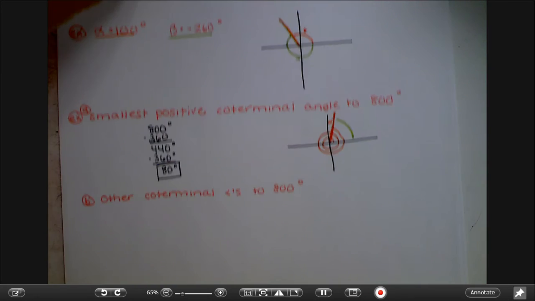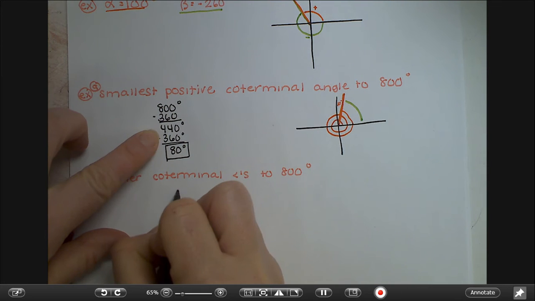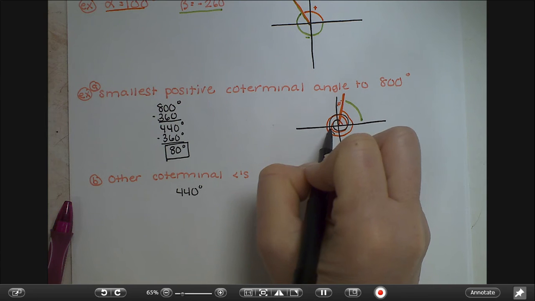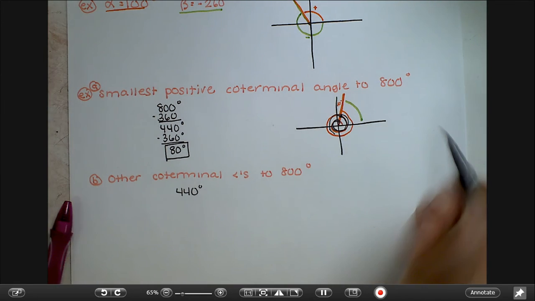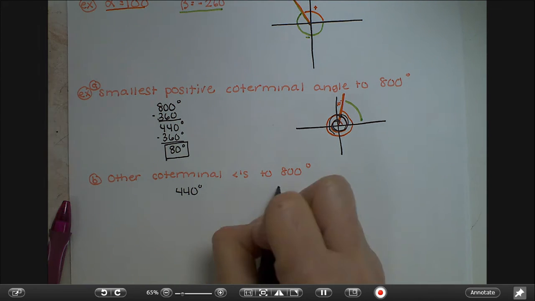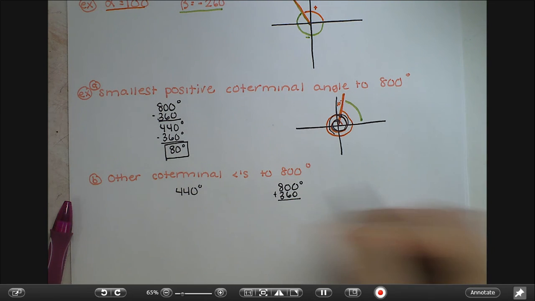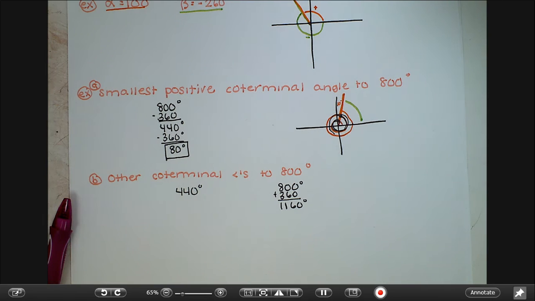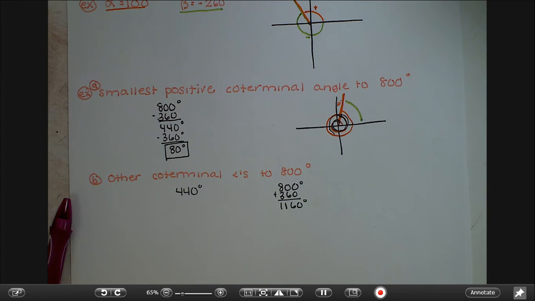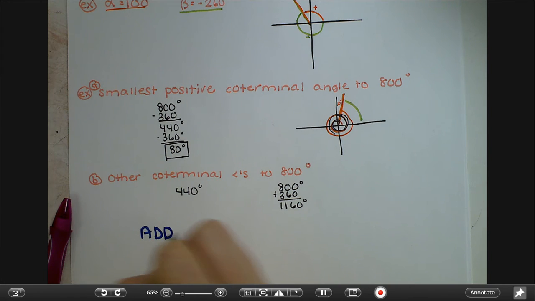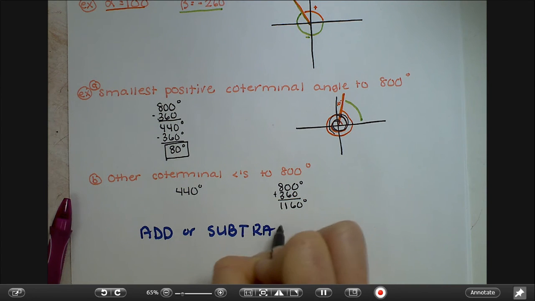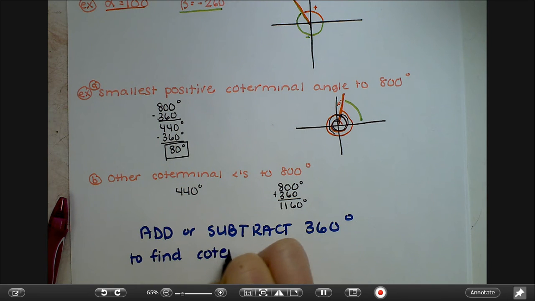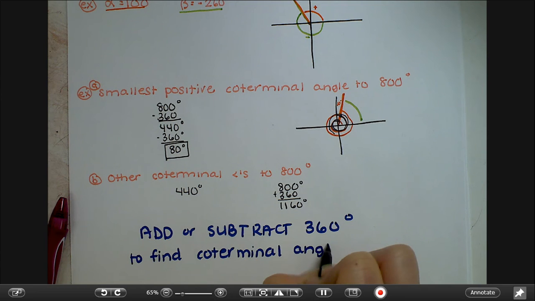But that's not the only coterminal angle for 800. We also had that 440. That's coterminal too. We would go around here, around again, around here, and stop there. It would just be that little swirl. So more than 360, we could take 800 and add 360 to find a coterminal angle. We could continuously subtract 360 and go into the negatives. It doesn't matter. The way that you find them is you add or subtract 360 degrees to find coterminal angles. That's the rule.